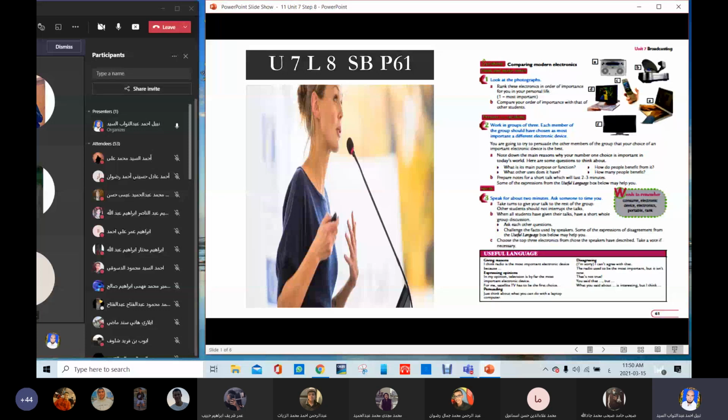As you see here in this picture, there are different electronic devices like a laptop, a TV, a mobile phone, a satellite, a video game, or a DVD player. These are six electronic devices we use in our everyday life. You are going to rank these electronic devices in order of importance for you and in your personal life.